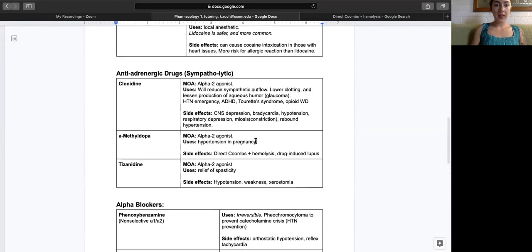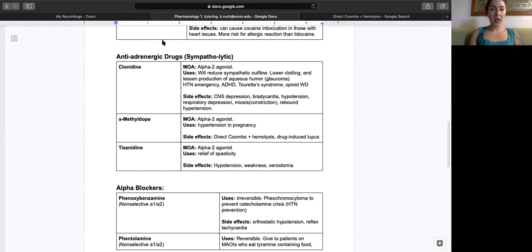Great. So the first drug we're going to cover here is Clonidine. You will probably see this one a lot, so get familiar. Clonidine is an alpha-2 agonist. It will reduce sympathetic outflow. It will lower clotting and lessen production of aqueous humor, such as in glaucoma. It can be useful in hypertensive emergency, ADHD, Tourette syndrome, and opioid withdrawal.